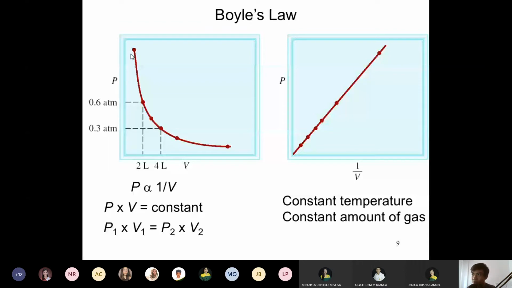So, what can we observe is that the pressure of a gas is inversely proportional with the volume of the gas. So, that can be written mathematically as the pressure is inversely proportional with volume. So, paano sinusulat yun sa math? Pressure is inversely proportional to volume. Para siyang alpha, pero this is a proportionality.